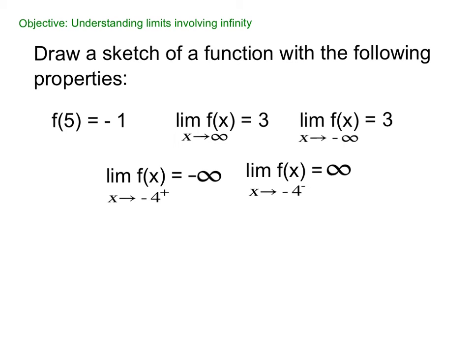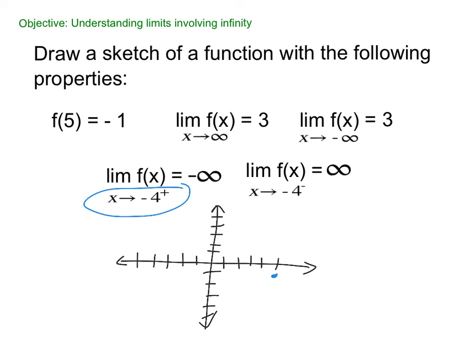All right, draw a sketch of the function with the following properties. We did this a while ago. So pause the video and draw your picture. Let's see what's happening here. So f of 5 is negative 1. I'm going to do it in blue. Now, it's giving me that the limit as x approaches negative 4 is negative infinity. So that's giving me an asymptote.